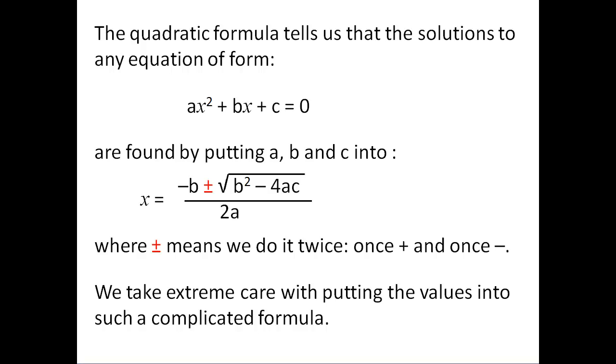So there we have it. The quadratic formula tells us the solutions to any equation written in the standard form for a quadratic are found by putting the coefficients a, b and c into the formula, doing it twice, once for a plus the square root, once for a minus the square root, with extreme care about putting values into such a complicated formula. If we're asked to do it in an algebraic equation where a, b or c are themselves algebraic terms, there's no difference, we just put them in and solve them as normal.